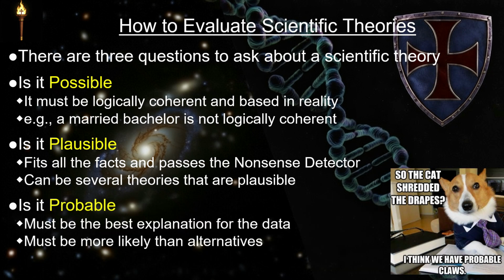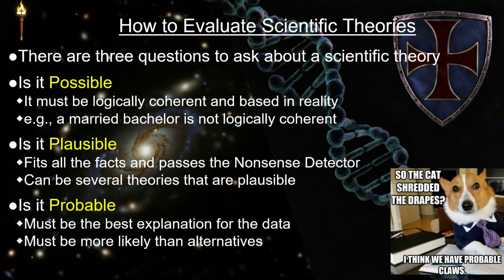And then the next step is to look at the plausible theories and ask, is it probable? The one we would select would be the best explanation for the data, and it must be more likely than all the alternatives. So you have three questions to evaluate a scientific theory. Is it possible, is it plausible, and is it probable?